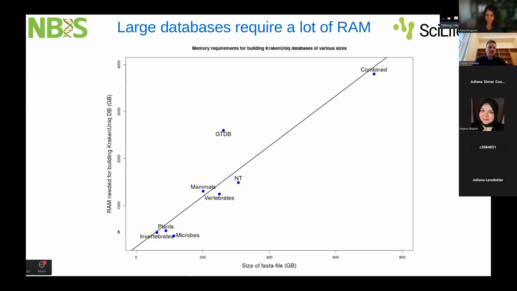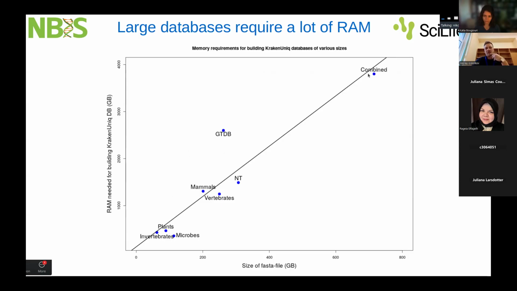But here you see the RAM which is needed by Kraken Unique if you just create a database around mammals only. So you will go above 1 terabyte of RAM. If you want to run GTDB, which is a microbial database, and run your ancient metagenomic samples against GTDB, well, you need more than 2 terabytes of RAM. And this is how much memory you will need if you put all of these together in one database.